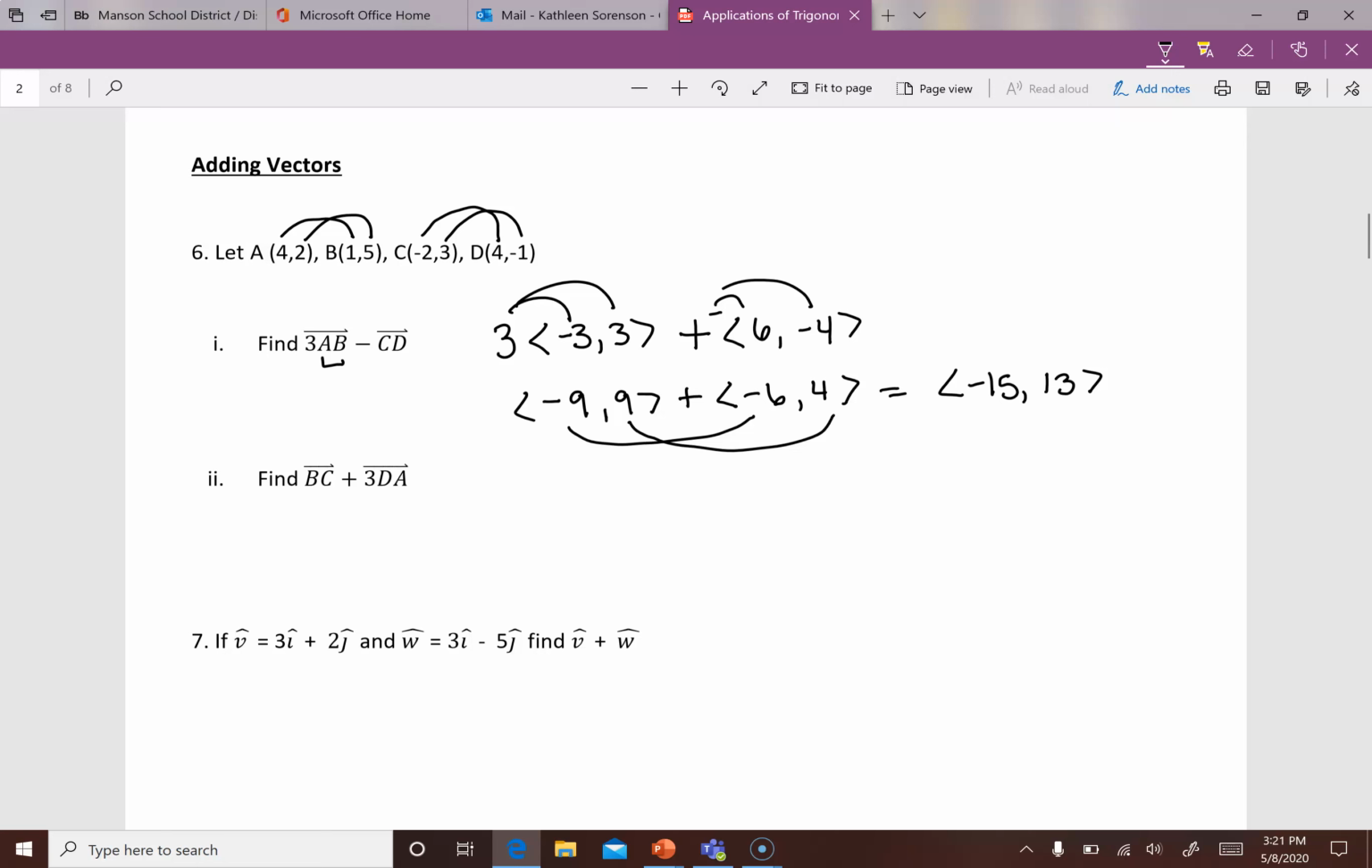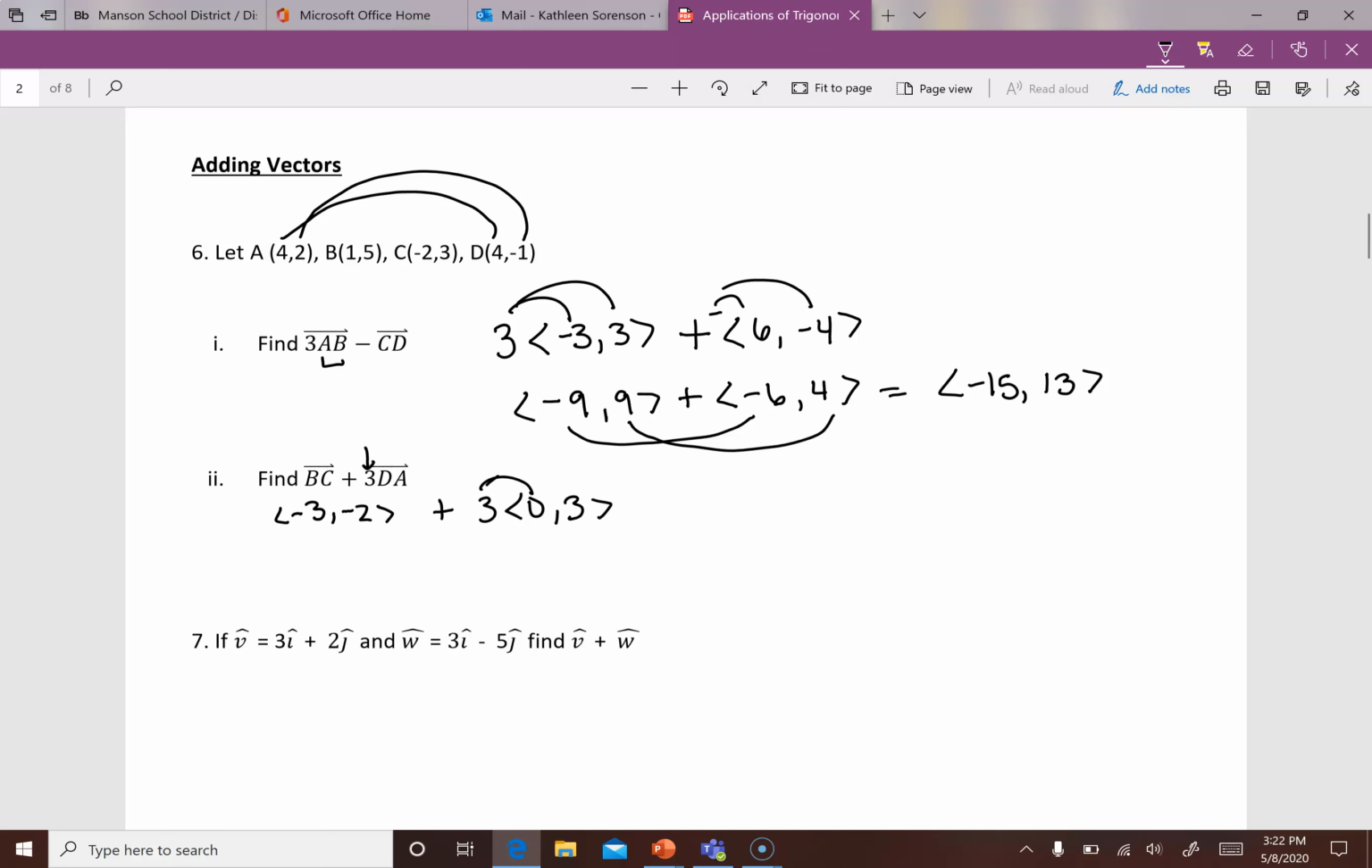Okay, next one is we have to find what BC is. Well, BC is going to be from 1 to -2, so that's a subtract 3. And then we've got a 5 to 3, well, that's a subtract 2. Plus 3, where'd that 3 come from? That should really be outside the vector, that's my bad. The DA, I'm going to go in this order, so how do I get from 4 to 4? Well, that's a 0. And how do I get from -1 to 2? That would be adding 3.